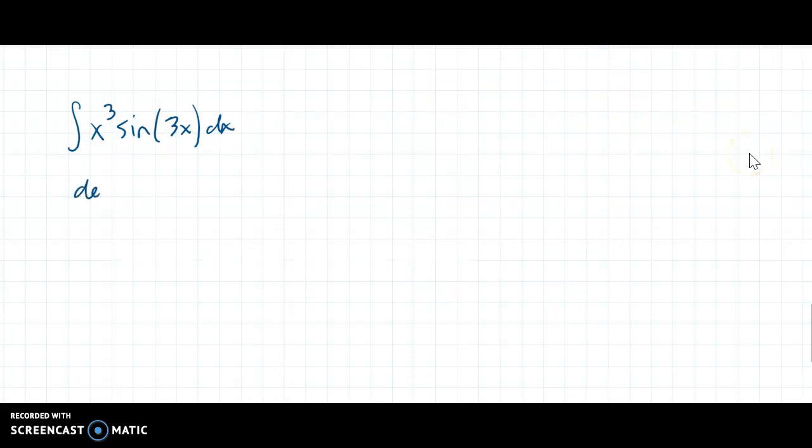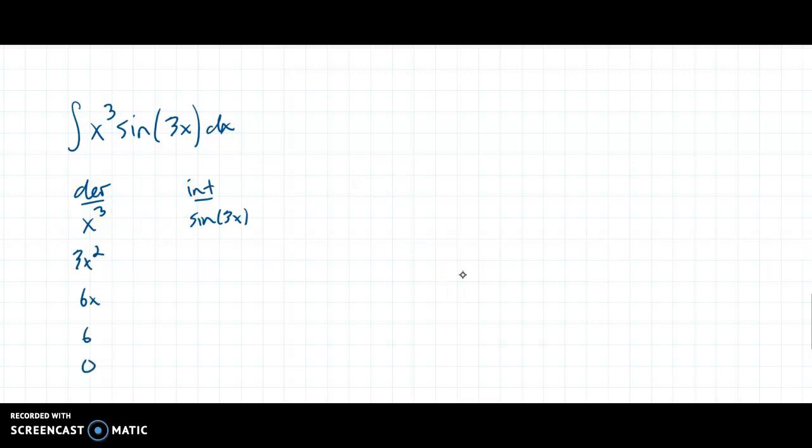Let's go. What do you think is going to be on the dir side? X cubed. Good job. What do you think is going to be on the int side? Sine of 3x. Good job. Now, I got a dir: x cubed, 3x squared, 6x, 6, and 0. That's a lot of rows.